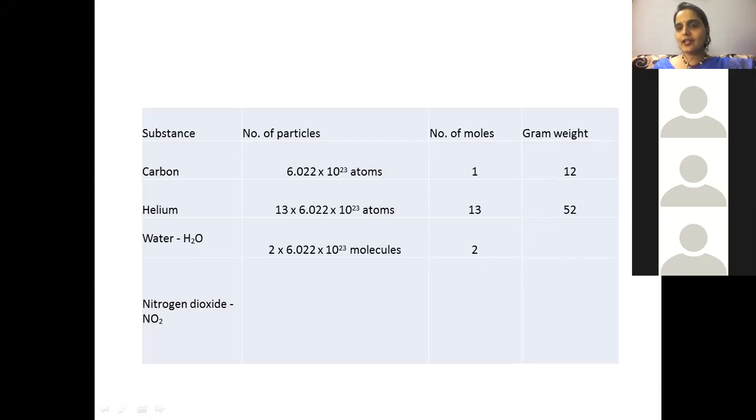So here I calculated the number first. The gram molecular weight corresponding to 2 moles of water will be 36 gram. And the number of molecules in 2 moles of water will be 2 multiplied by 6.022 into 10 raised to 23 molecules. As water is a compound, its basic unit is molecule.